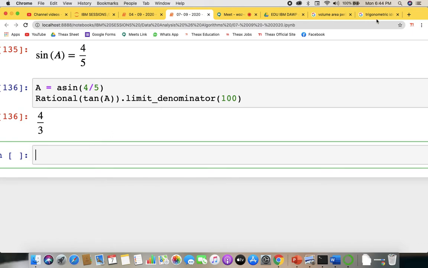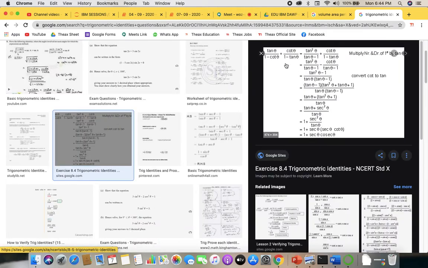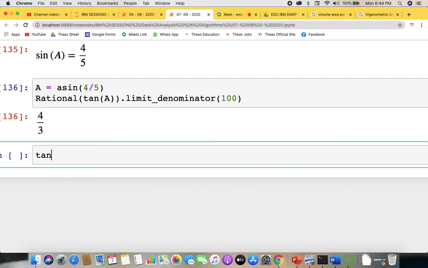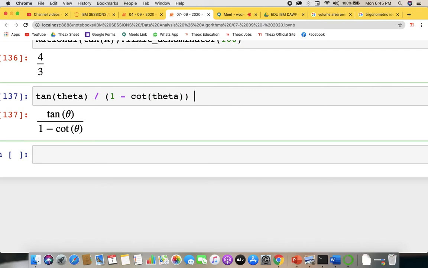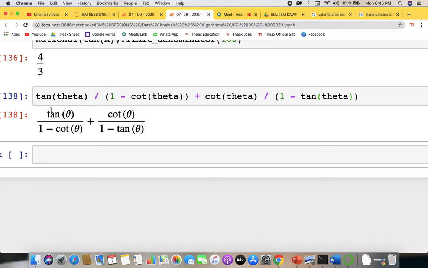So now I'll be giving you some questions regarding trigonometry. Tan theta by 1 minus cot theta plus cot theta by 1 minus tan theta. Nice question. Tan theta by 1 minus cot theta, plus cot theta by 1 minus tan theta. So this has to be solved.